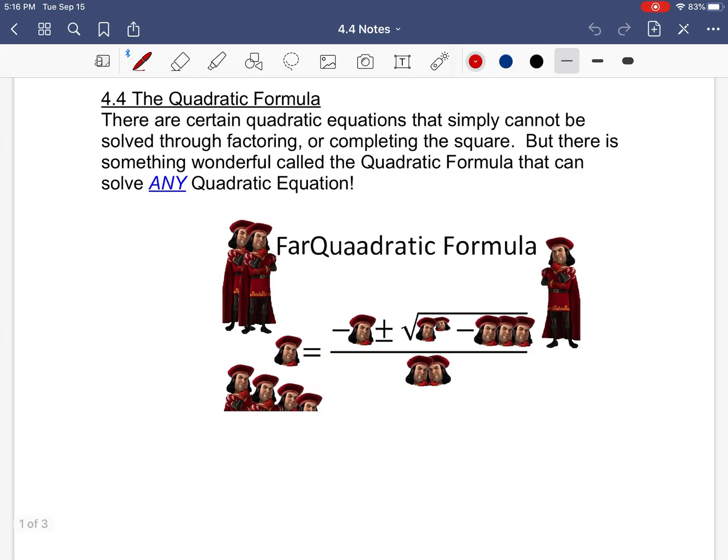So basically with the quadratic formula, you can simplify or solve any quadratic equation, no matter what. Factoring is typically the one we use first because it's the fastest way, but it can't solve every scenario because some things are not factorable.